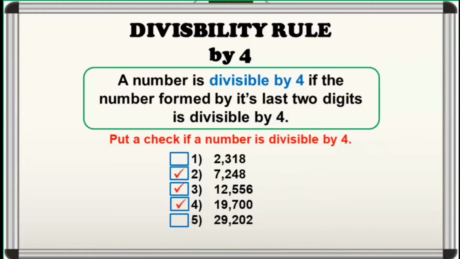For our last item, the number formed using its last two digits is 2. And we know 2 is not divisible by 4 since 4 is larger than 2. Hence, the given number is not divisible by 4.